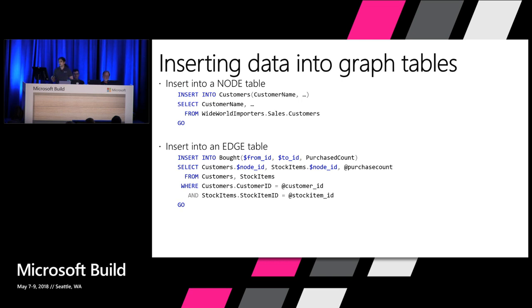So in this example, we are trying to connect customer to stock item using bought edge. So the bought edge specifies that customer bought a stock item. So we start from customer and we go to stock item. So our from ID becomes customer's node ID, and our to ID becomes stock item's node ID. And then in this example, I just got the node ID values from other tables in the database where the customer ID on my customer table matched this variable, and the stock item ID on the stock item table matched this another variable. Does that answer your question?